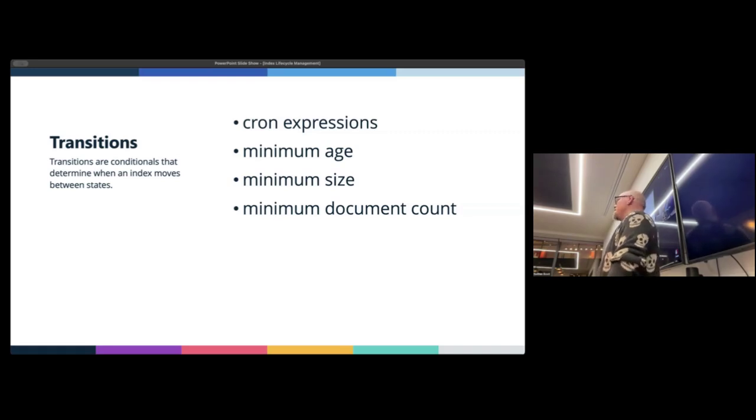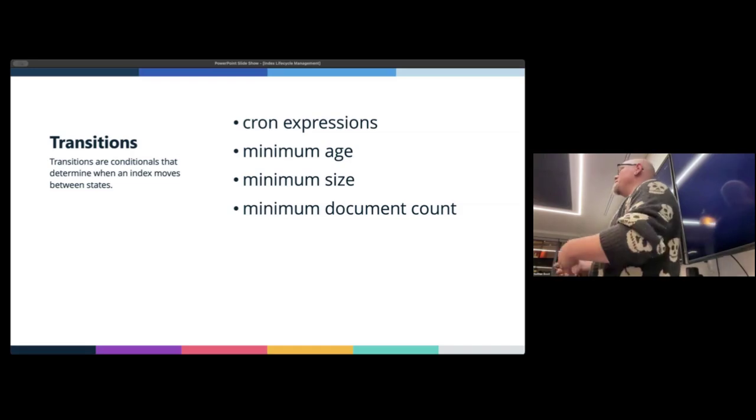Minimum age, so that's another common one. I'll get to a minimum age one as I go through some. I have names for some very common collections of actions that I tried to be as clever as I could to share them. So you'll see them in a second. So minimum document counts. So one way to keep them clean is to make sure that your indices don't go over a certain number of documents. And so this is just a couple of the ways that you can define transitions to move between the states.